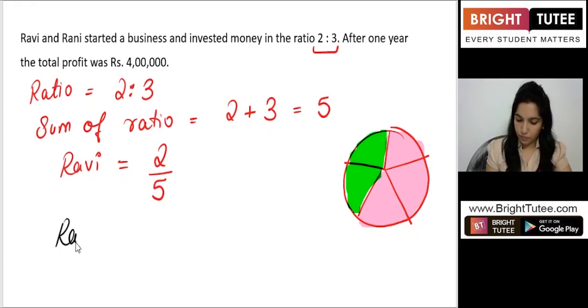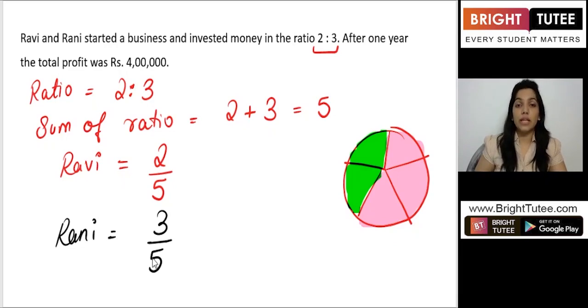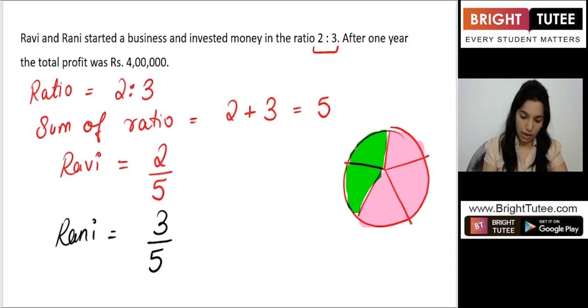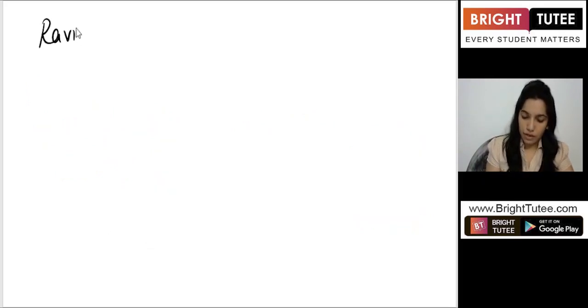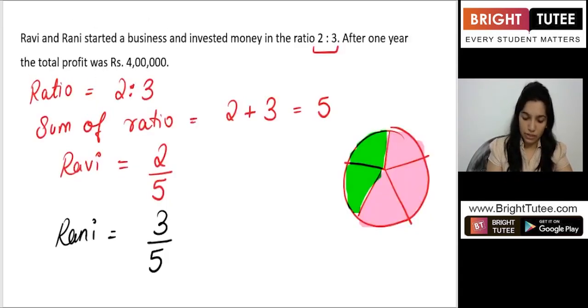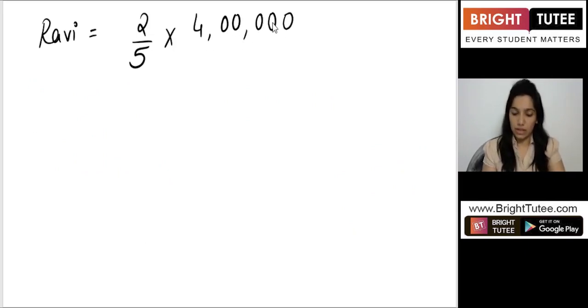Rani has invested 3 parts of the total, that is 5. Now, in order to find the total profit, we are going to take the fraction that is given, say 2 over 5 for Ravi. We need to multiply this by the given profit. Let's see how. Ravi has invested 2 over 5, that is 2 parts of the total, which we have divided into 5 equal parts. We multiply this by the total profit, which is rupees 4 lakh. So 4 lakh, and let's find the answer to this.